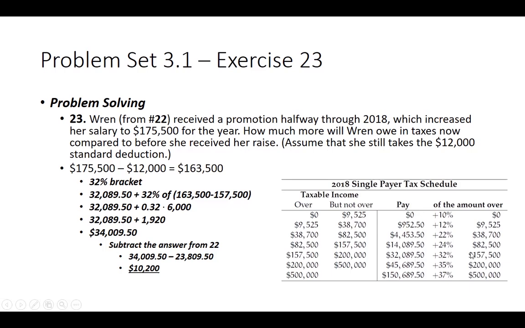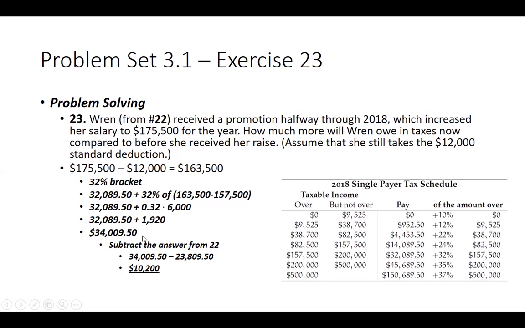Where she'll be paying $32,089.50 plus 32% of the amount over $157,500. To find that amount, we subtract from the taxable income: 163,500 minus 157,500 is 6,000. So 32% of 6,000 would be 0.32 times 6,000, which would be 1,920.